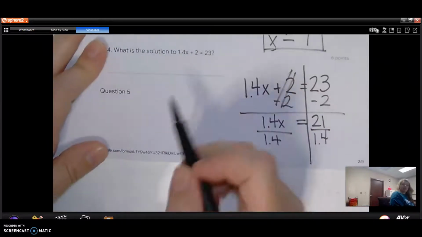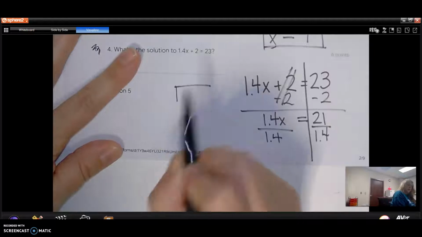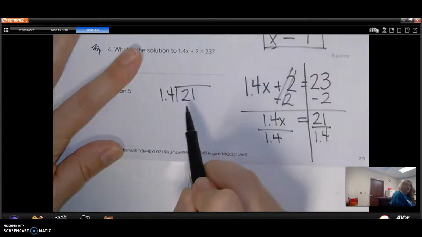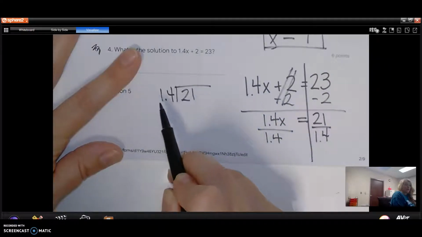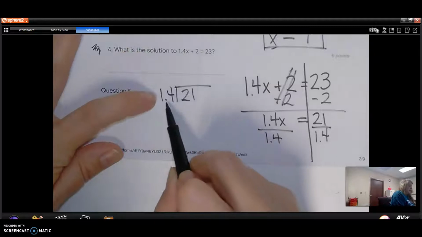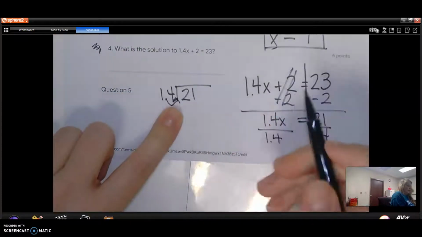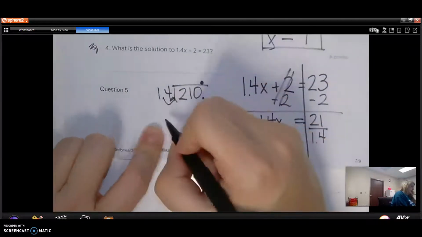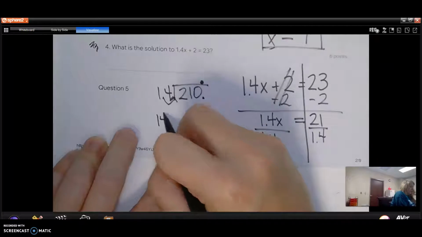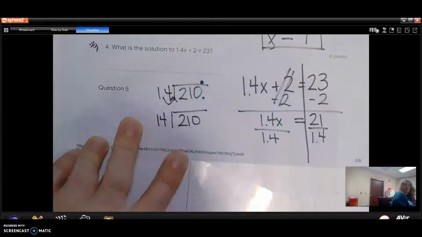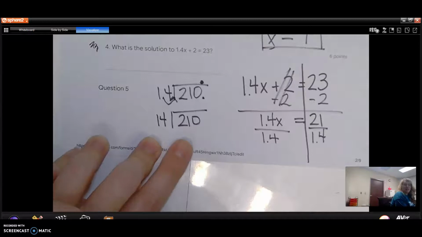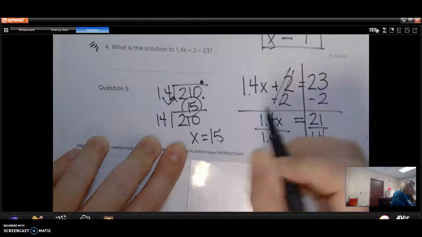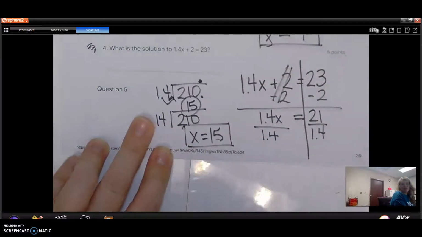Okay. Some of us had a hard time with setting up this problem. So if I'm doing 21 divided by 1.4, 21 would go inside, 1.4 is my divisor, it would go outside. I have to move my decimal over one place, which means I have to do the same thing on the inside. So now, when I rewrite this, I have 210 divided by 14, okay? And if we did the division, it would be 15. X is equal to 15.